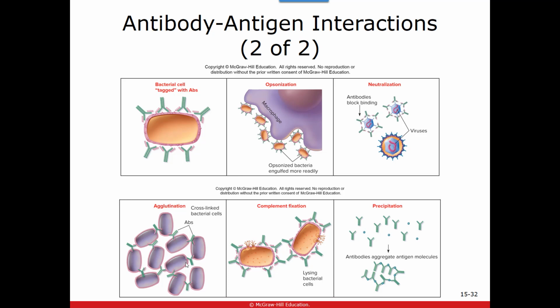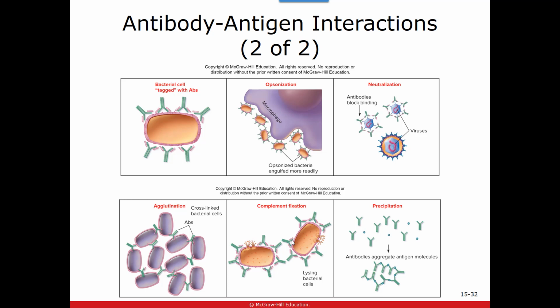A fourth way that antibodies work is called complement fixation. These antibodies are going to attach to the foreign object and they are going to trigger complement proteins. They're going to cause the cell to lyse or to rupture. And if it's going to lyse or rupture, it's going to die.